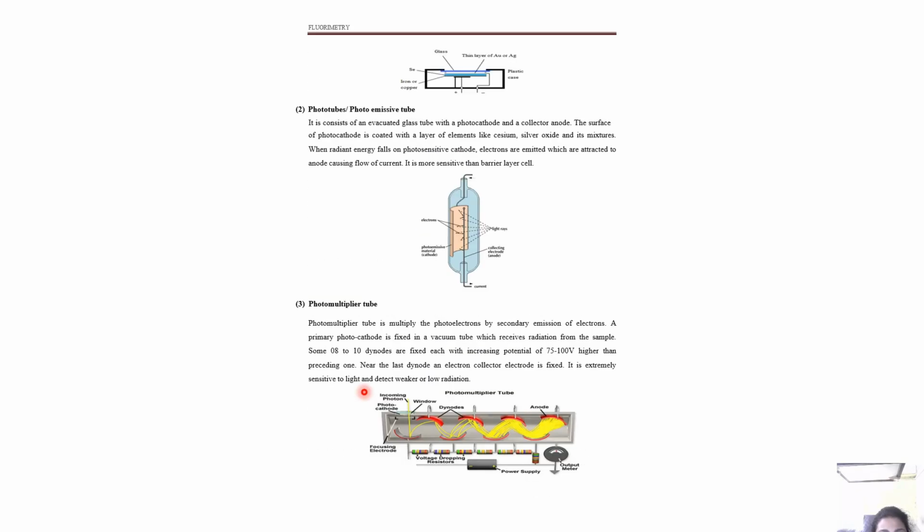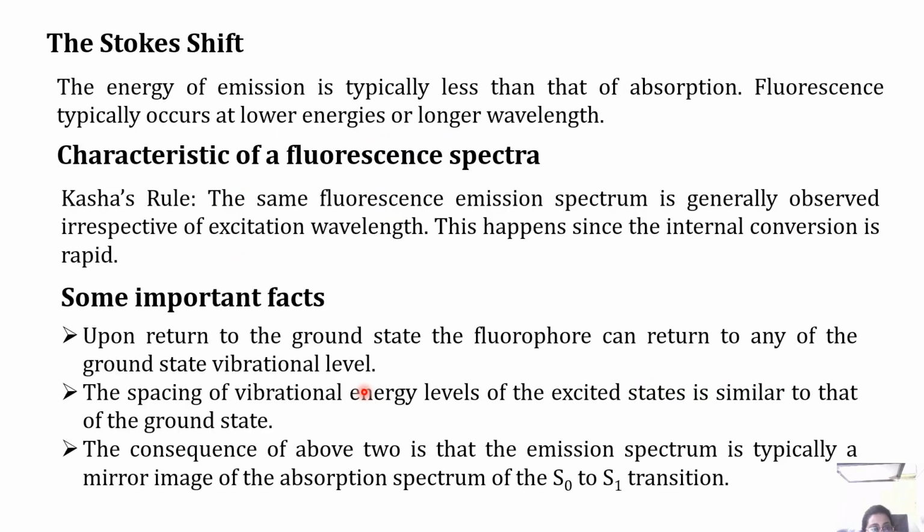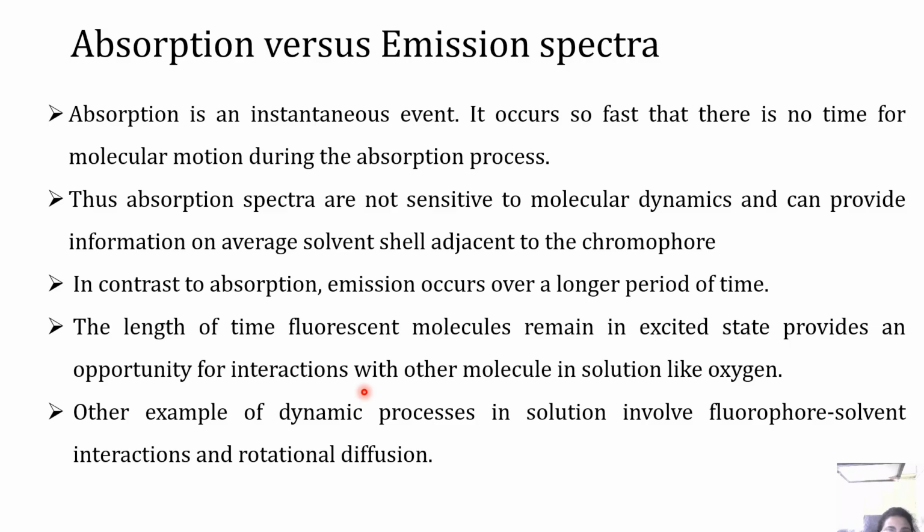I have talked about instrumentation. I am not going into detail again. We have talked about what fluorescence is, the Jablonski diagram, and the Stokes shift. Absorption is an instantaneous event. It occurs so fast that there is no time for molecular motion during the absorption process. Thus, absorption spectra are not sensitive to molecular dynamics and can provide information on the average solvent shell adjacent to the chromophore.